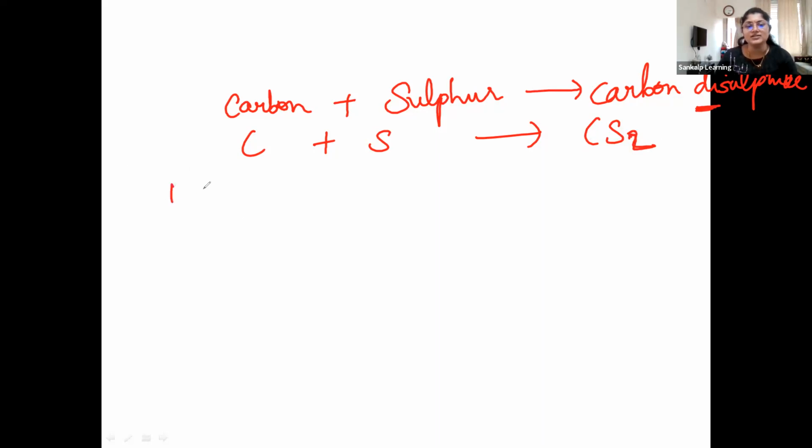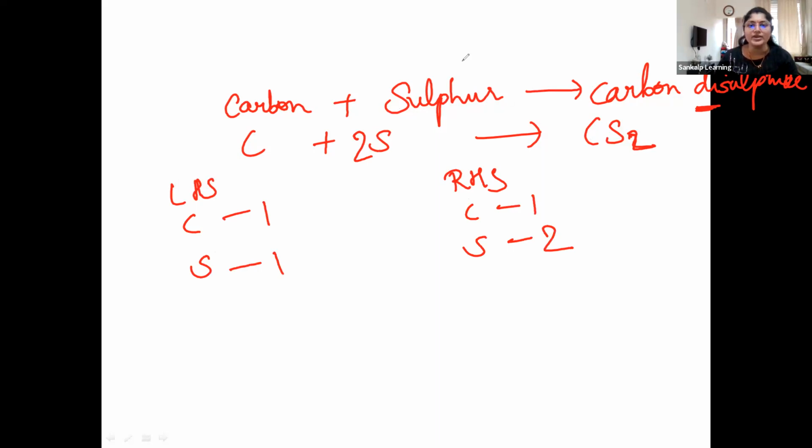Now I will just see whether it is balanced or not. Carbon, sulfur, carbon, sulfur. Carbon is 1, carbon is 1, sulfur is 1, this is 2. So what I would do, I'll write 2 here. Okay, so now it will be balanced. So if you don't know, first you write carbon plus sulfur, then carbon disulfide means S2. So left hand side will be equal to right hand side. Just see the number of atoms and then you can balance the reaction.